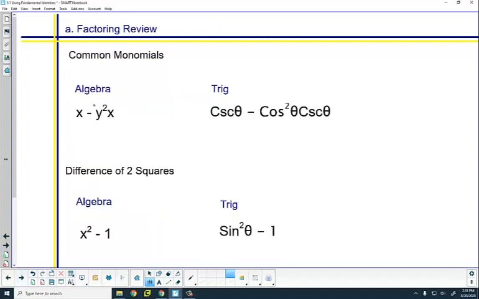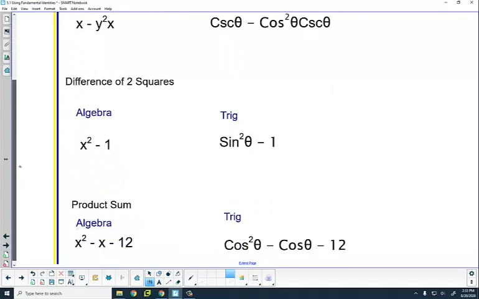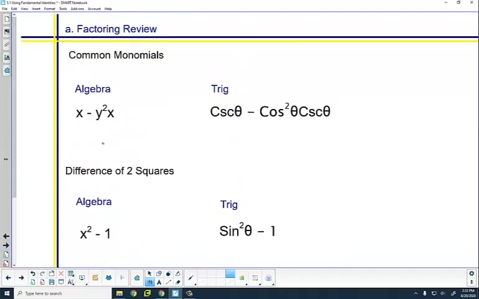So here are some common ways to factor. We're going to take a look at common monomials, the difference of two perfect squares, and product sum. We're going to go over all of these.